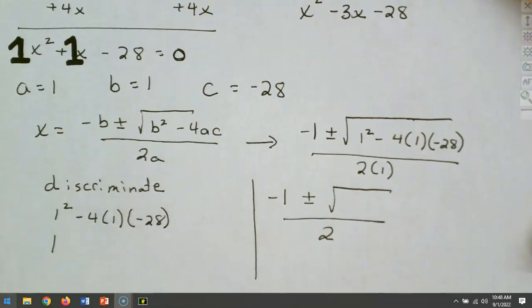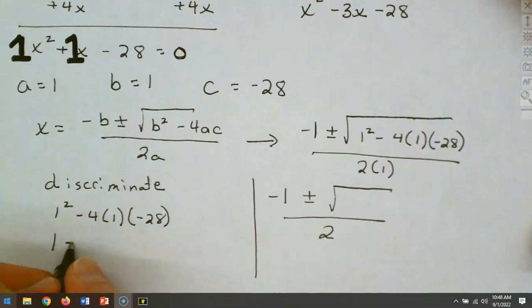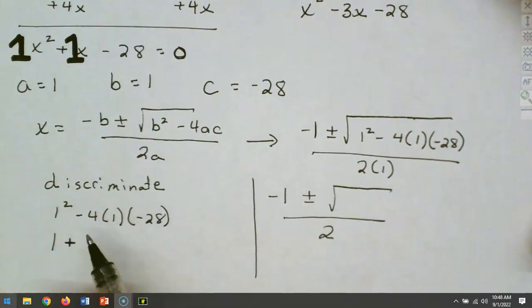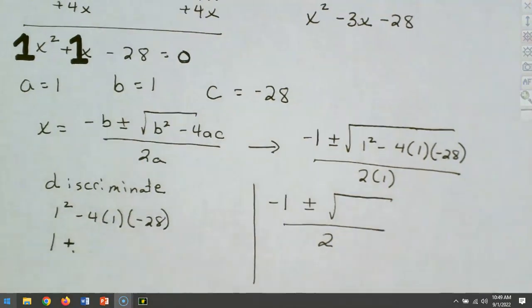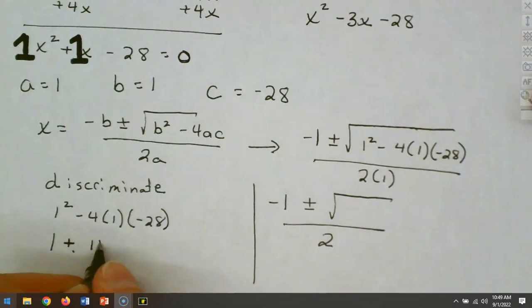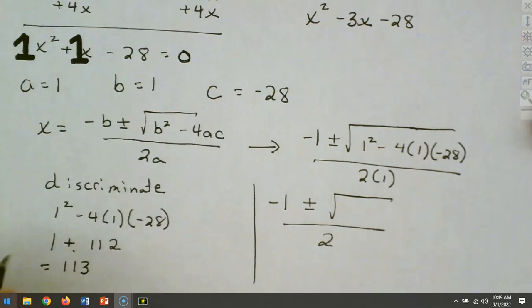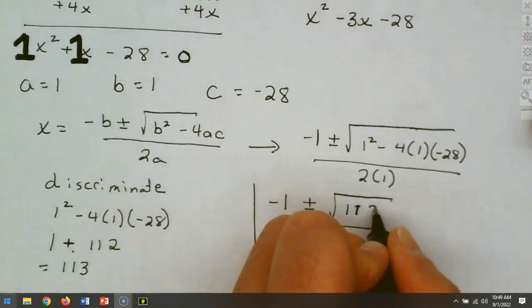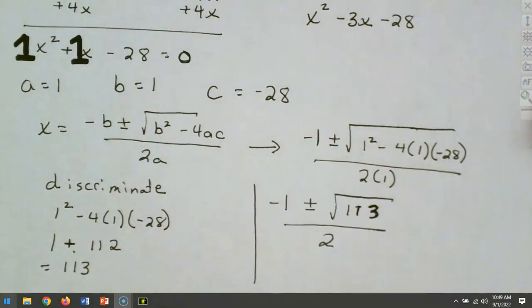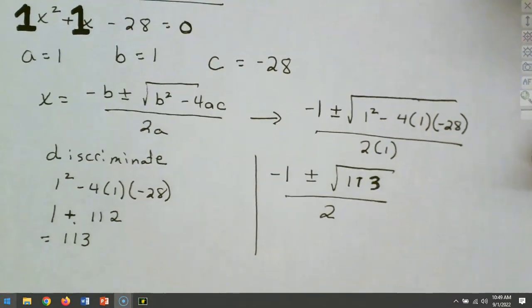So that's 1 squared is 1. 2 negatives makes it a, watch your signs here, negative and negative makes it now a positive. That's where students make the mistake most of the time. And 28 times that 4, 28 times 4, that's 112. Add those together and we get 113. We're almost finished here. We're going to finish right on time, a little bit early actually.